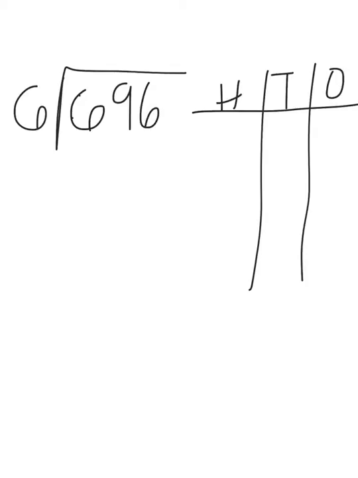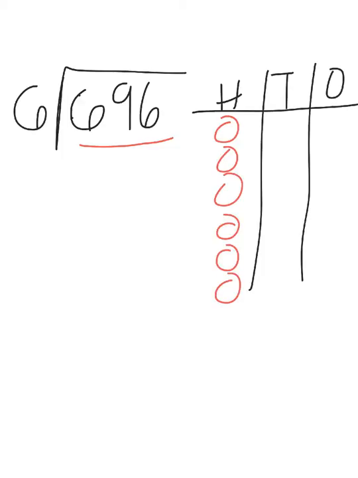We're going to talk to you about how to do 696 divided by 6. So first we're going to take our dividend right here and draw it in our hundreds, tens, and ones chart. So in 696, how many hundreds do we have? 6. All right. 1, 2, 3, 4, 5, 6.